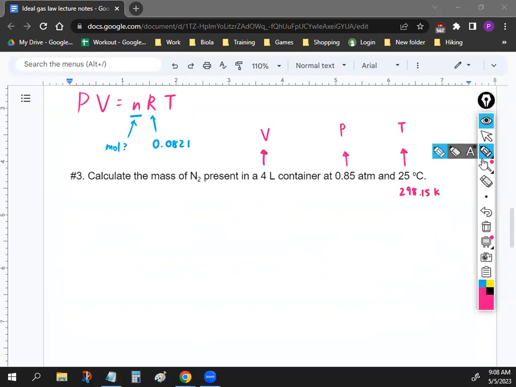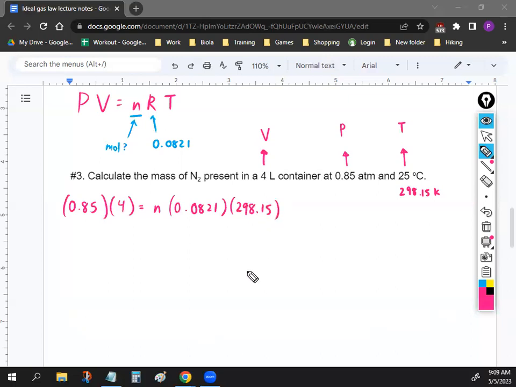All right, so we can just plug in our numbers. So P is going to be 0.85. So I'm going to plug in 0.85. Our V is 4. We're looking for n. R is always going to be 0.0821. And then our temperature is 298.15.